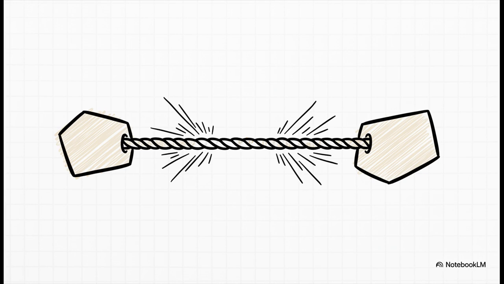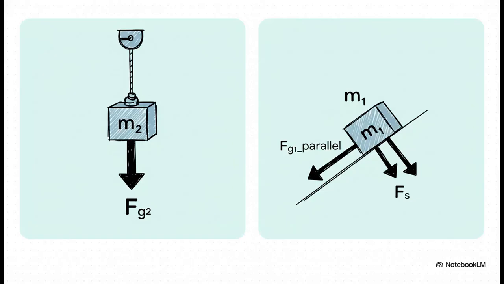The best way to approach this is to think of it like a simple tug of war. We've got forces pulling the system in one direction, and we've got forces pulling it back in the other. We just need to see which team is stronger. So on one side of the rope, we have the weight of mass 2, right? It's trying to pull mass 1 up the incline. On the other side, we've got a team of two forces working together. First, you have a component of mass 1's own weight trying to slide it down the incline, and helping it out is the maximum possible static friction, which is going to resist any attempt to move it up.